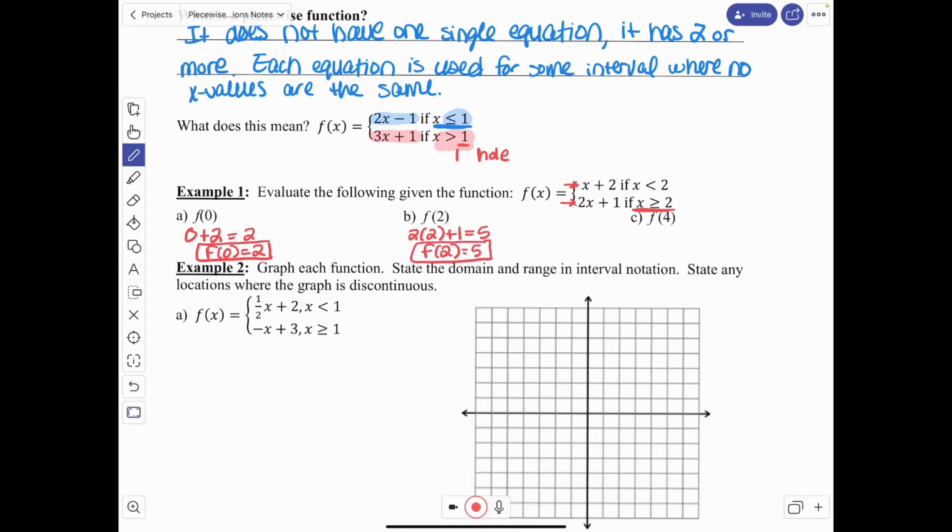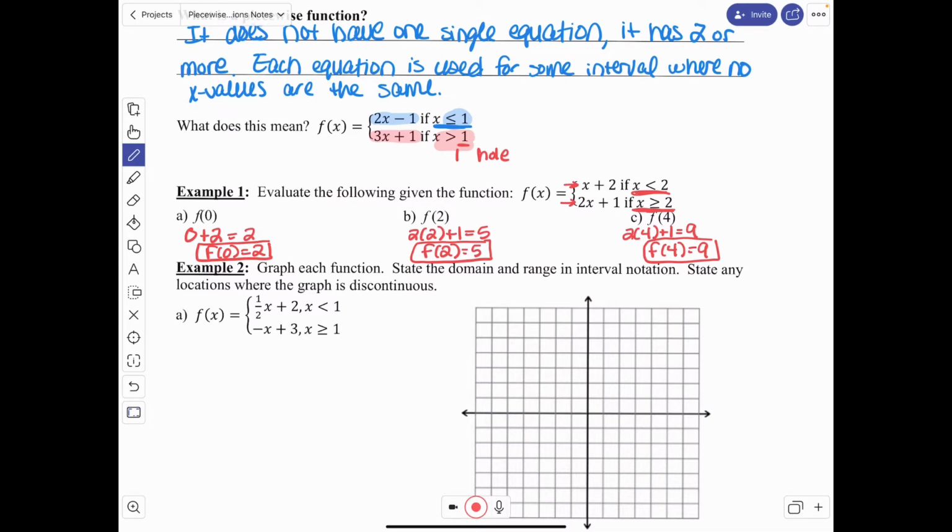Then we do f of 4. Well, f of 4 also falls into the second one because 4 is greater than 2. Okay, it meets that rule. So we do 2 times 4 plus 1. 2 times 4 is 8. 8 plus 1 is 9. So f of 4 equals 9. So you just look at the ends to see what x is. Is it less than 2? Is it equal to 2? Or is it bigger than 2?